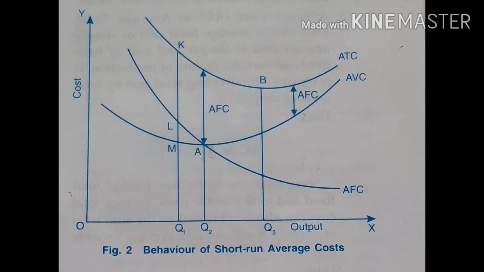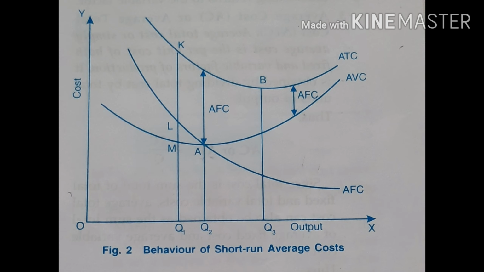And then ABC falls up to the optimum level of output due to increasing returns and rises due to diminishing returns to a variable factor. So this is the reason for the ABC curve to be U-shaped. So we have talked about the ABC, AC and AFC curves, the shape of these curves also. You can go through the book also, and if you find any difficulty you can ask me again. I will be explaining the same to you again.